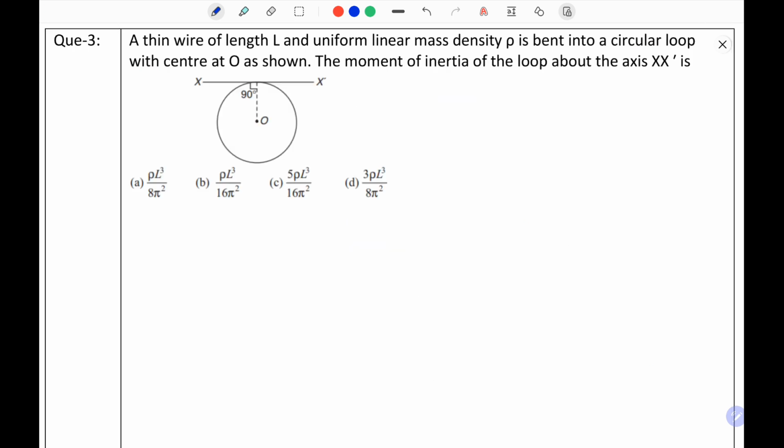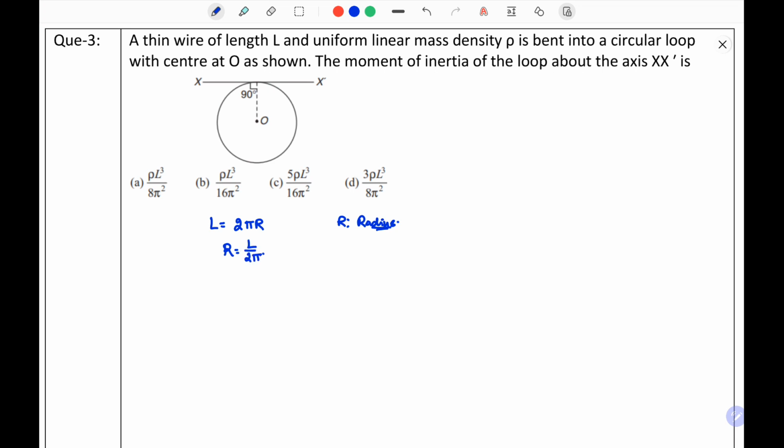Third question is: a thin wire of length L and uniform linear mass density rho is bent into a circular loop with center at O as shown. The moment of inertia of the loop about the axis x dash is. In this question, the length L is equal to the circumference of the loop. So we can write it is 2 pi r, where r is the radius of the loop or the ring. Therefore, we can write radius is equal to L by 2 pi.